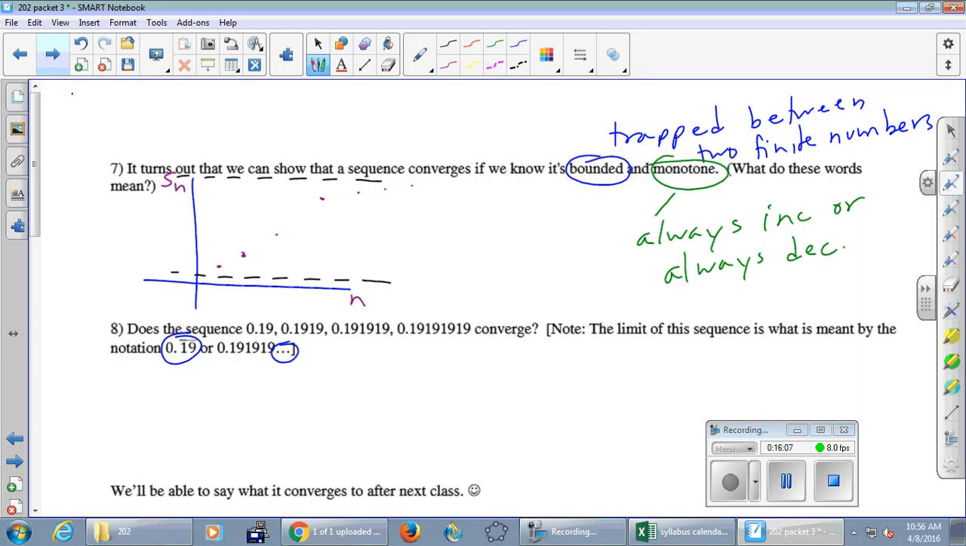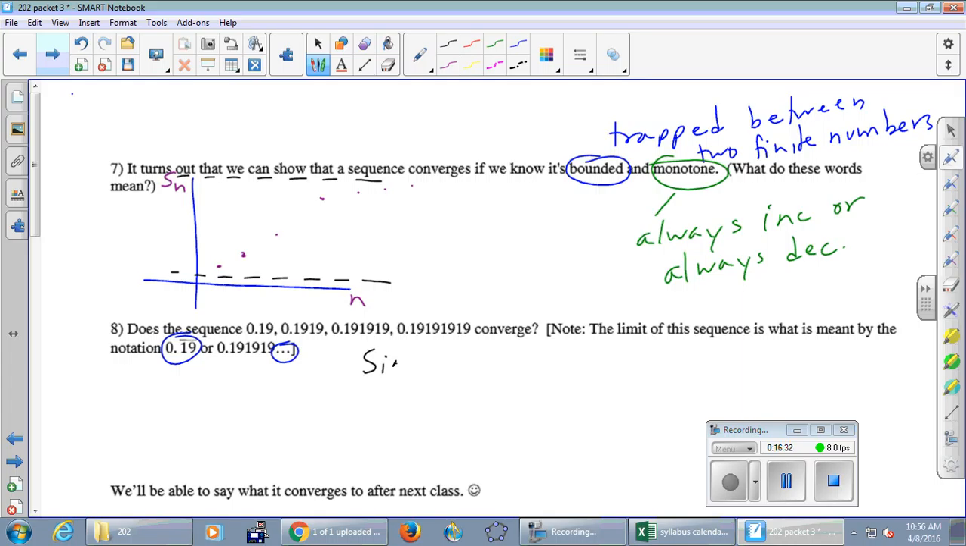Is it bounded? Can you name a number that's always smaller than all of these things? 0.2 is always bigger, right? It's never above 0.2 for sure because it starts with a 0.19, and never below 0.18. You guys are really stingy with your bounds here. You could say negative a million and a million, or anything, as long as we're trapped here. And yeah, so we're good.